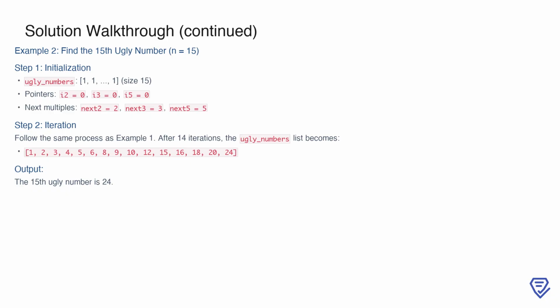After 14 iterations, the ugly_numbers list is fully populated with the first 15 ugly numbers: 1, 2, 3, 4, 5, 6, 8, 9, 10, 12, 15, 16, 18, 20, 24. The 15th ugly number, which is the last element in this list, is 24.